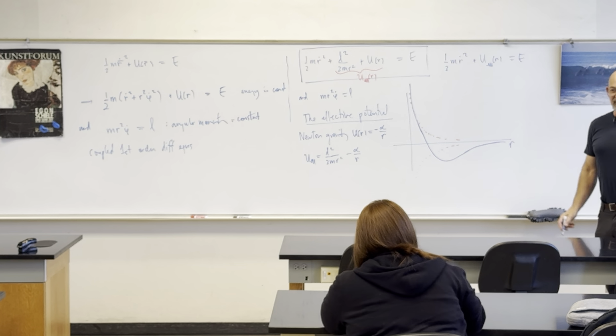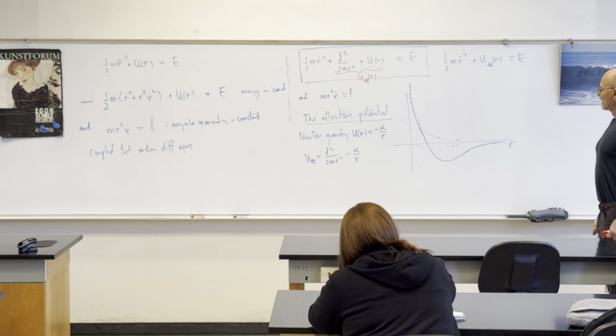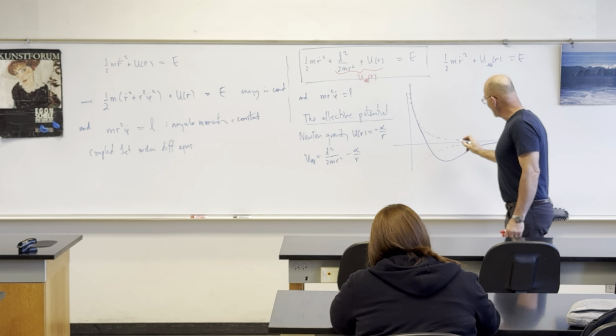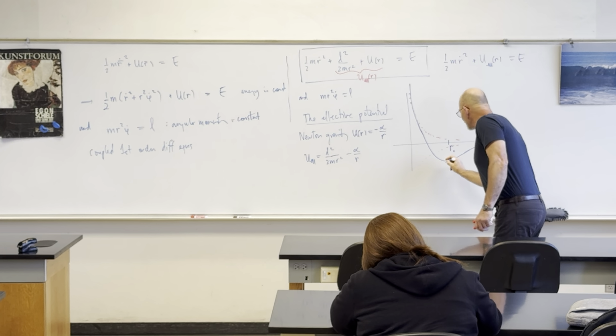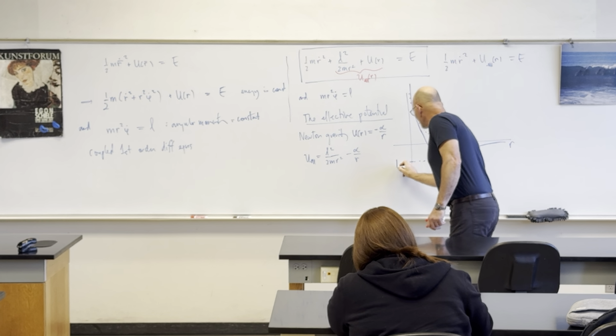It has everything going on. We're going to do a couple of other different effective potentials, but this is the actual Kepler problem effective potential. And you see it has a local minimum corresponding to a certain energy, which I'll call E sub 0.